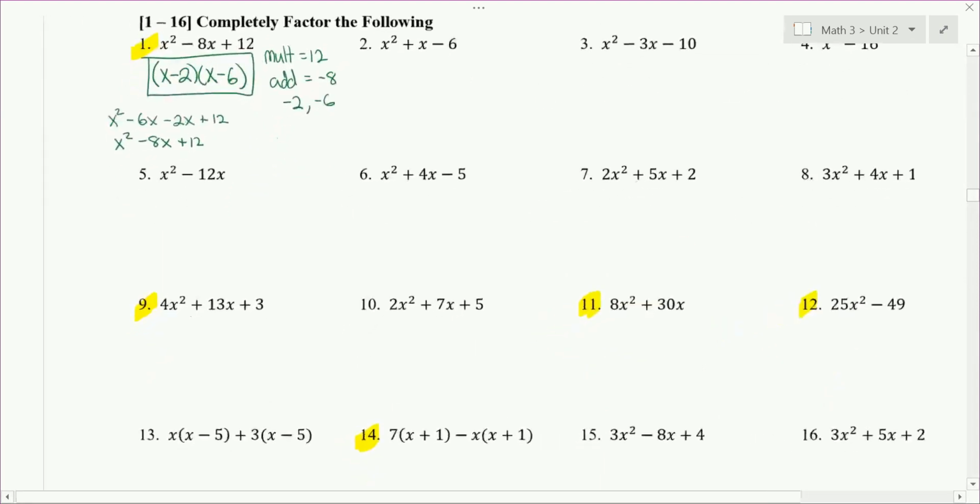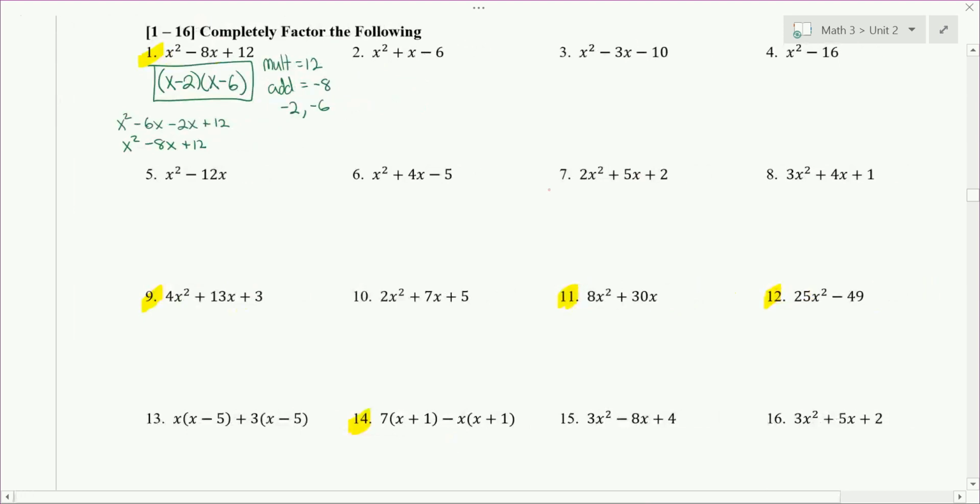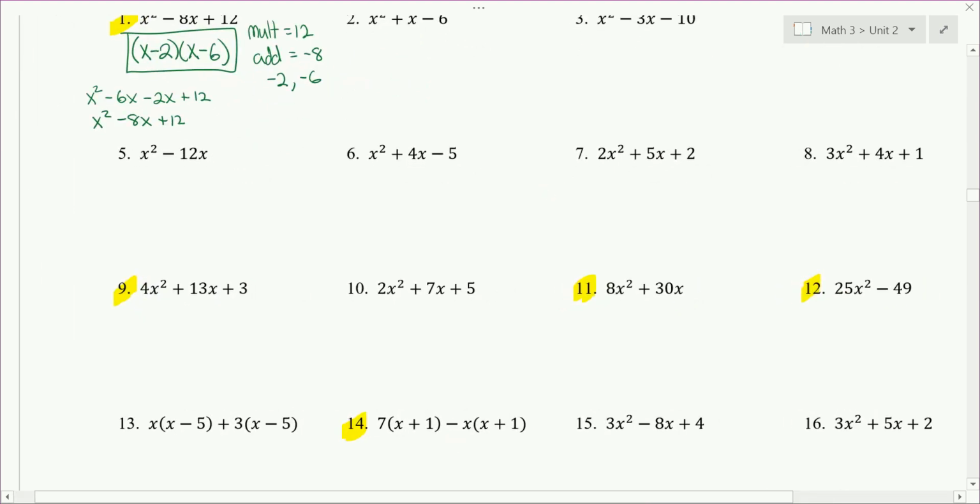Next, I want to take a look at number 9. Number 9, we also have 3 terms, but the leading coefficient is not a 1. So the multiplication is a little more complicated to figure out. What we do is multiply the first term with the last term, 4 times 3, and we're looking for two numbers that multiply to 4 times 3, which would be 12.